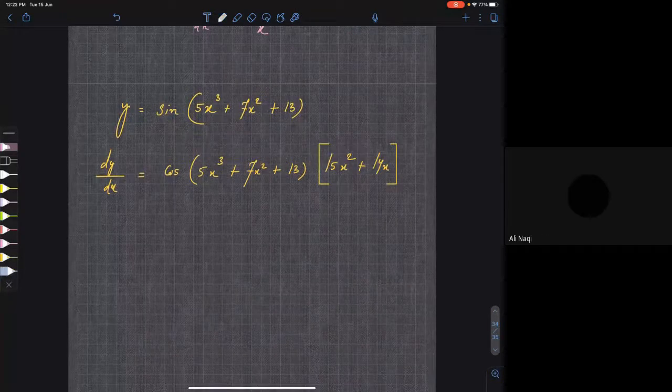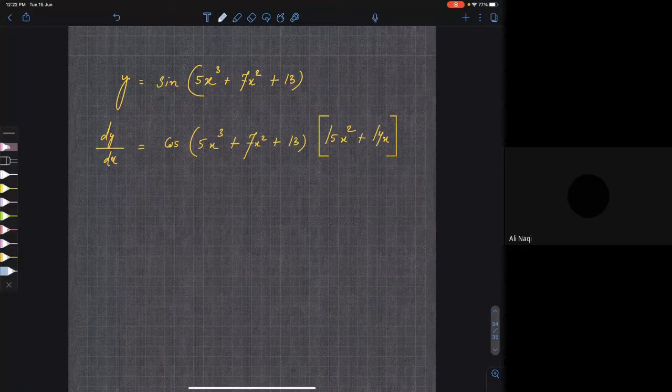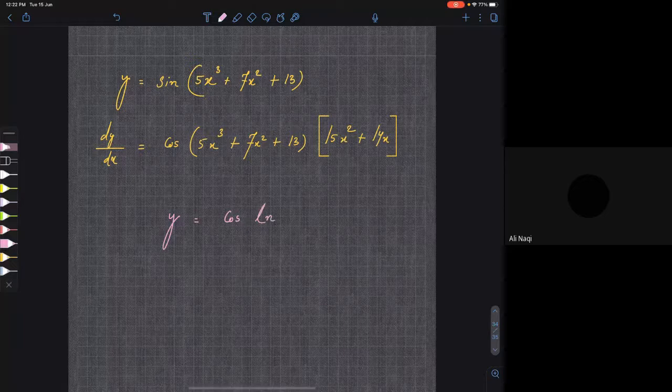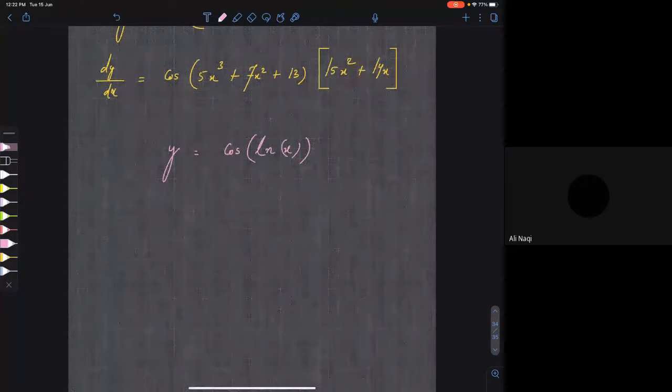I'll write one more equation here. So if y equals cos of log of x, now tell me what is dy by dx?